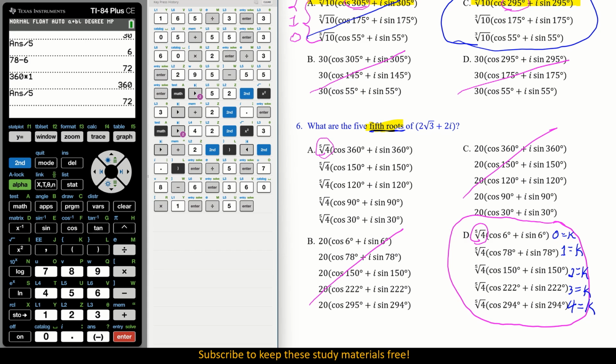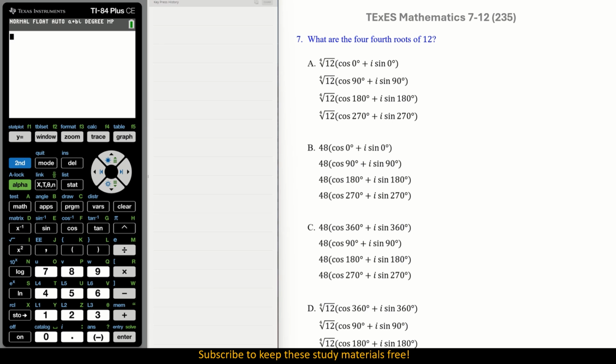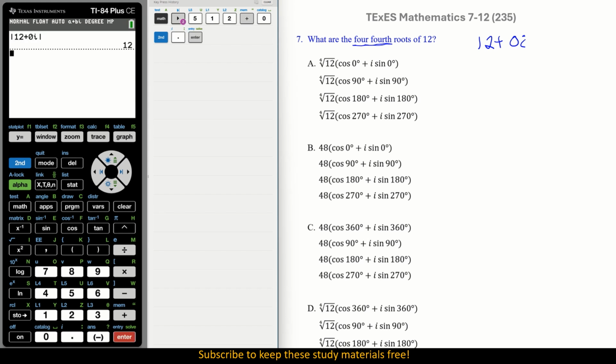Okay, let's move to number 7. What are the four fourth roots of 12? This depends on your knowledge of complex numbers. 12 can be considered complex if we say this: 12 plus 0 pi. That being said, it should be quite obvious that the value of r is 12. But we can pop it in our calculator and show this. We need to go to math, over to number 5, and say 12 plus 0, second i. So it's 12.